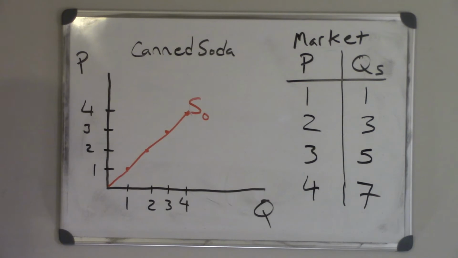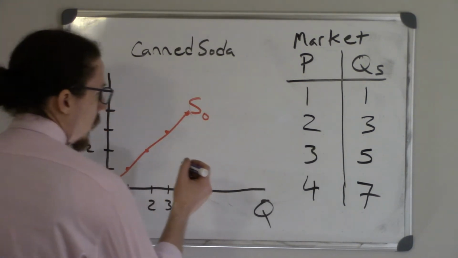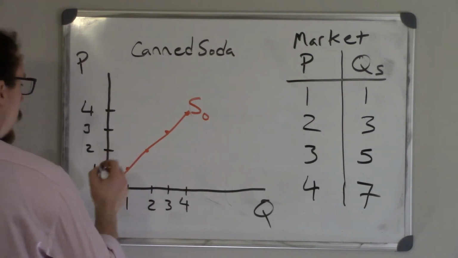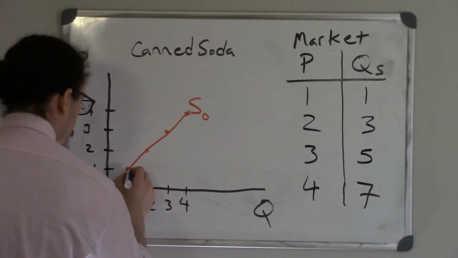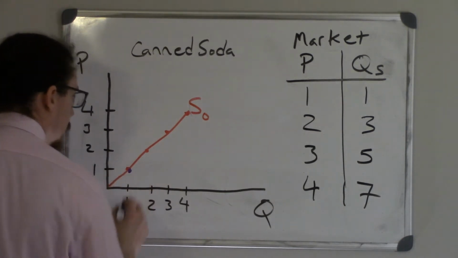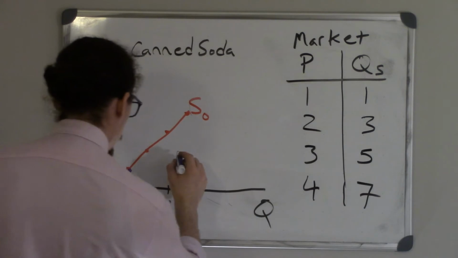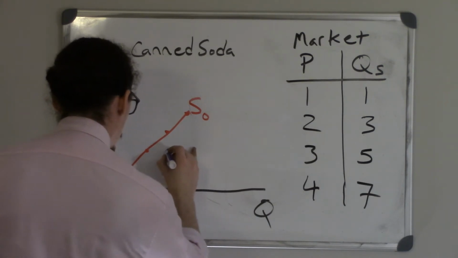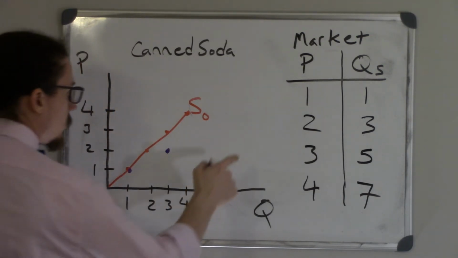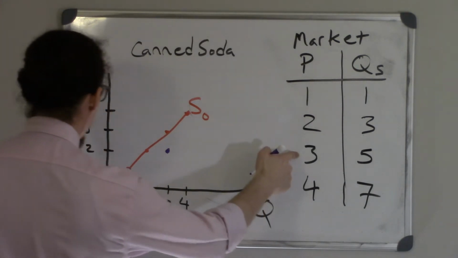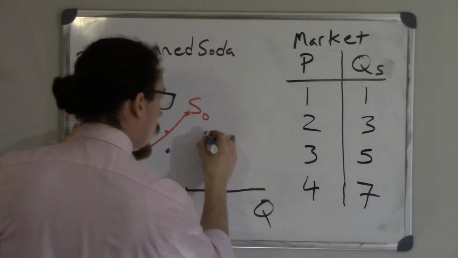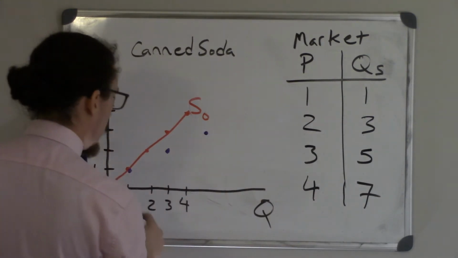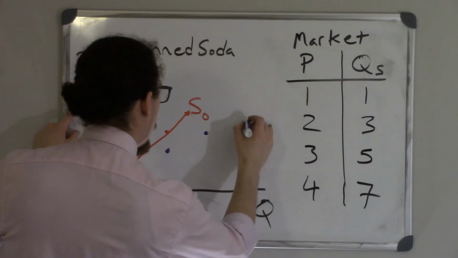When we add these two together, we'll use purple, that's red and blue together. So 1 and 1, that's the same spot right here. Then 2 and 3. 3 and 5. And then 4 and 7.